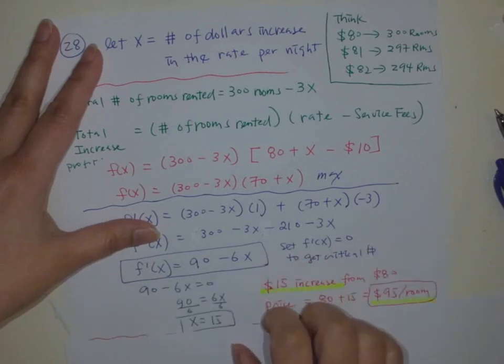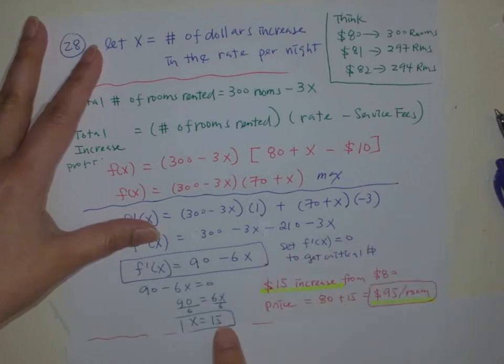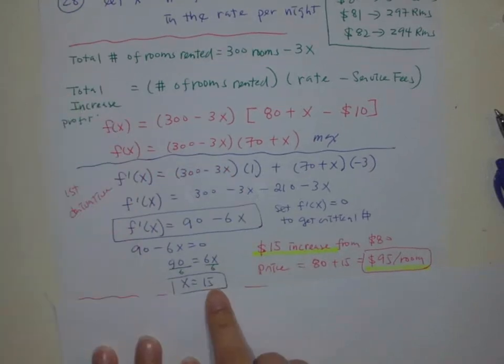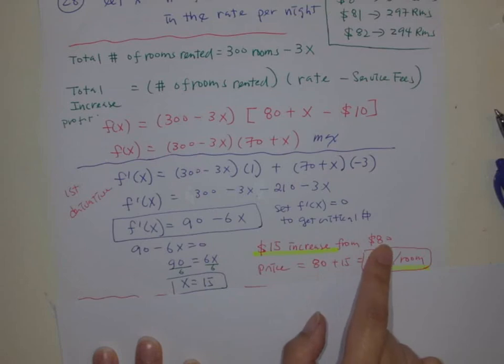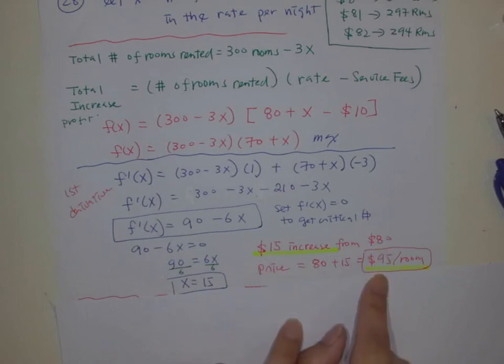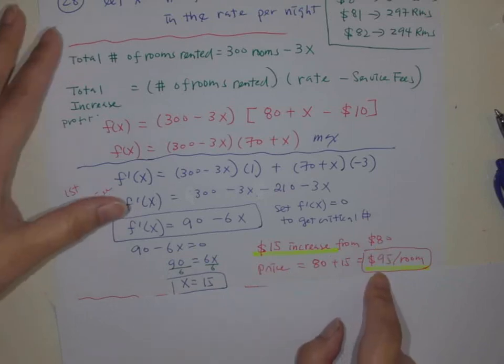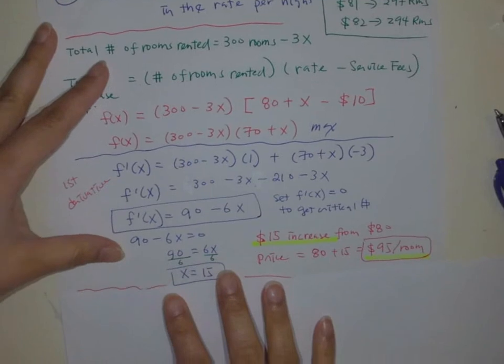So I found x equals 15. The 15, don't forget, is how much you want to raise the rent, starting from $80. So the increase is $15. Together each room would be $95 per room per night. So that's the price for the room.